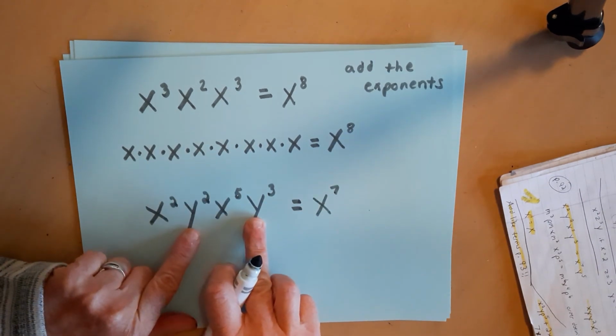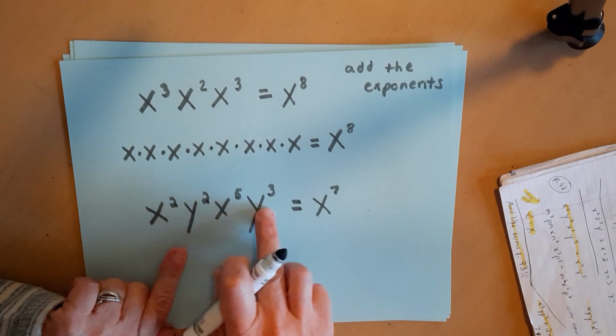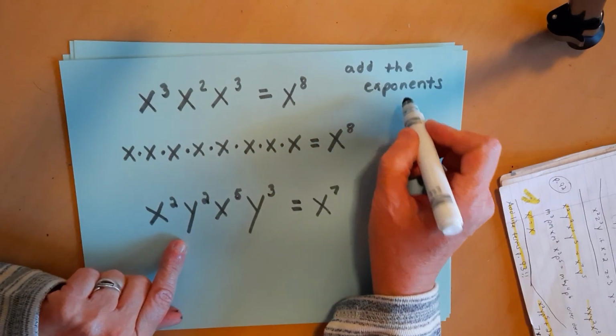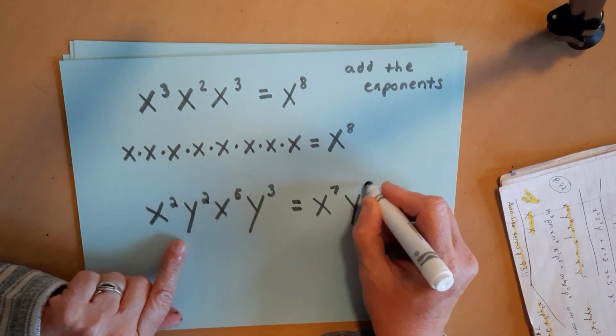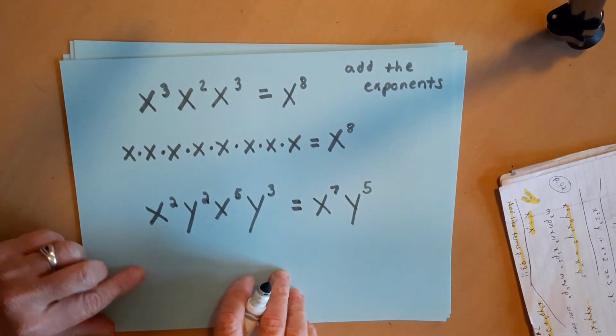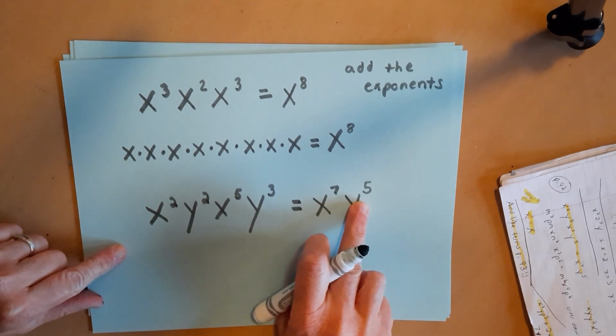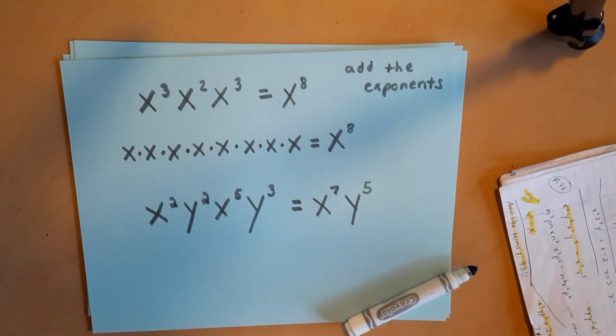We can now do that with the y's. The bases are the same, the y's are the same. Now we can just add the exponents. Y squared times y cubed is y to the 5th. So that is how you would simplify this problem. I think that's all we need to know about exponents today.